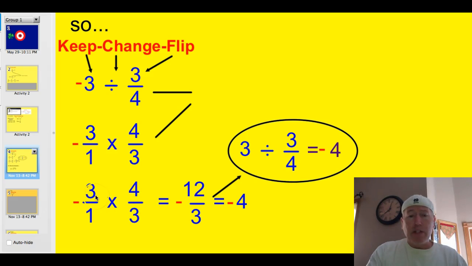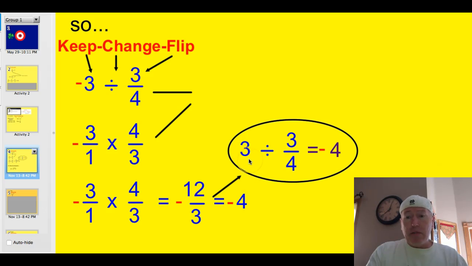And we know how to multiply. Just go straight across. So 3 times 4 is 12. 1 times 3 is 3. We had a negative times a positive, so that is a negative answer. We have a negative 12/3, which really is the equivalent to a negative 4. Negative 12 divided by 3 is negative 4.